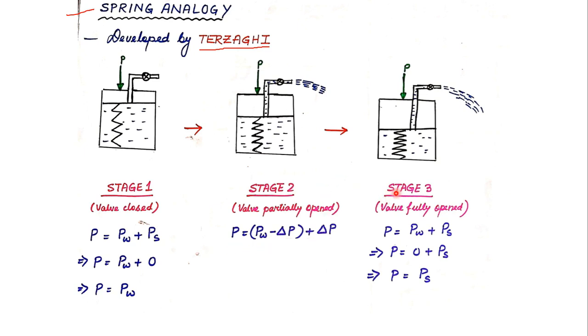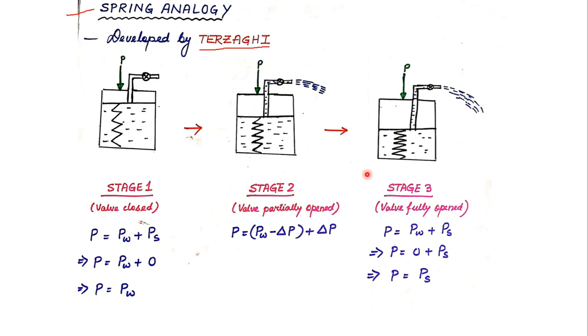Now let us move to stage 3, where the valve is completely open and all the water has now been allowed to drain out of the vessel. So now no water is there in the vessel, and as a result of which the entire load imposed is taken up by the spring itself. So you can see here that PW, that is the load taken up by water, has now become 0, and as a result of which P is equal to PS. So the entire load is borne by the spring and it gets compressed to its maximum value. So this is the experiment carried out by Terzaghi.